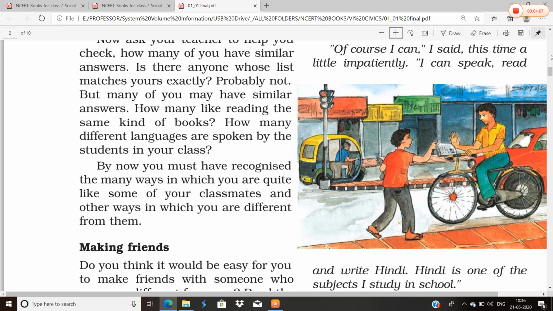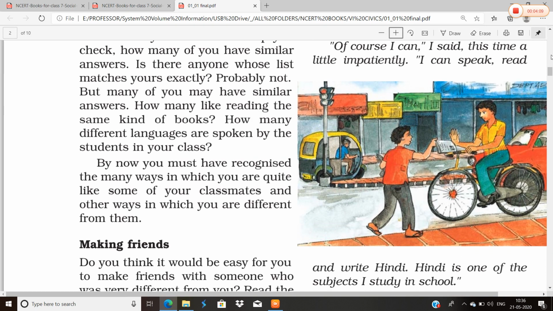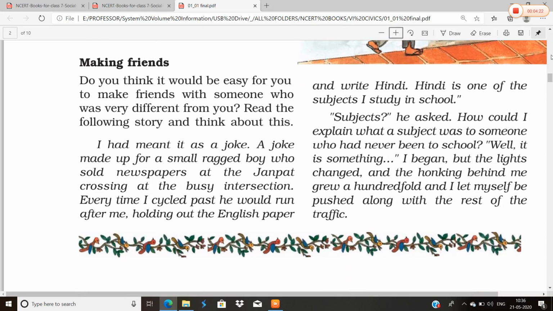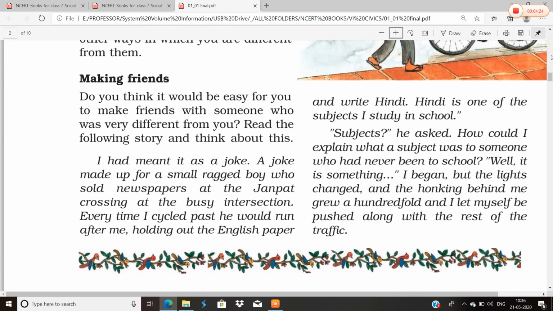Okay, now by now you must have recognized the many ways in which you are quite like some of your classmates, and other ways in which you are different from them. So now we are going to start a section on making friends. In this section, we are going to see how two boys of the same name are very different from each other, and we are going to understand their small story here.